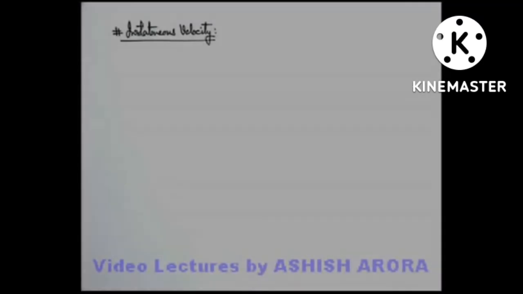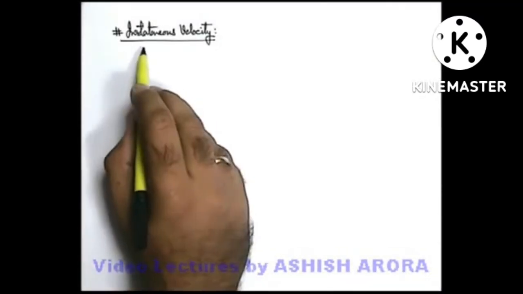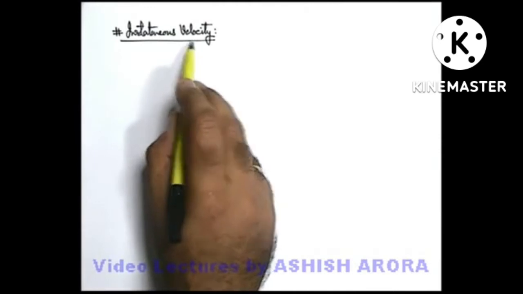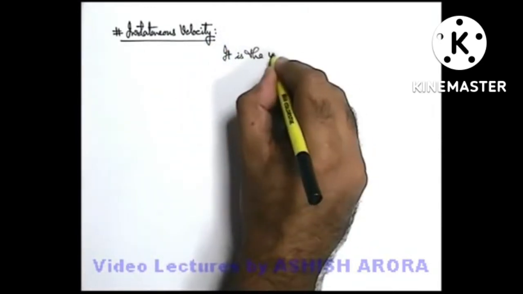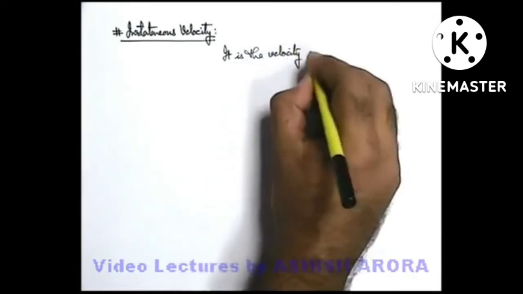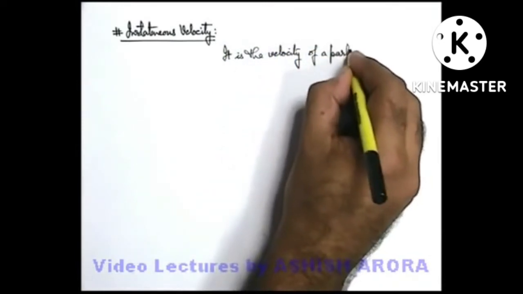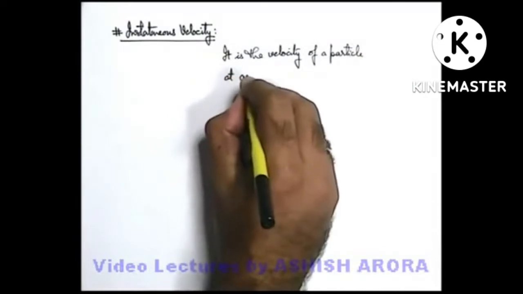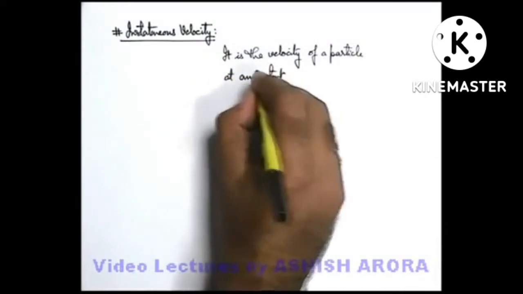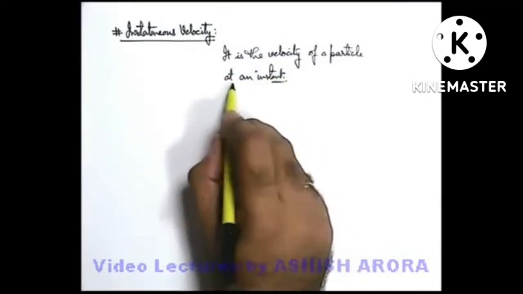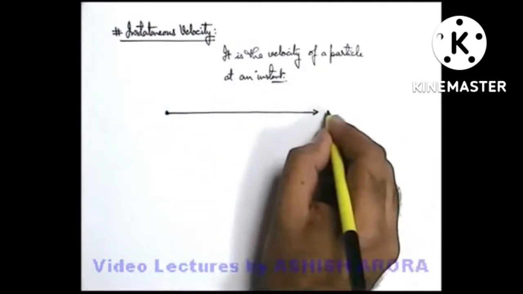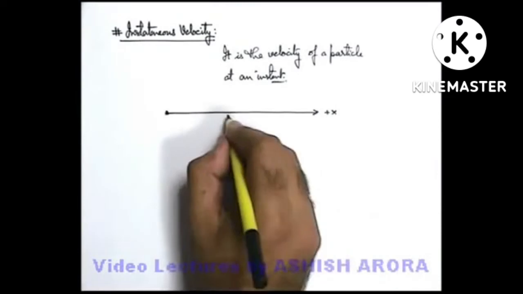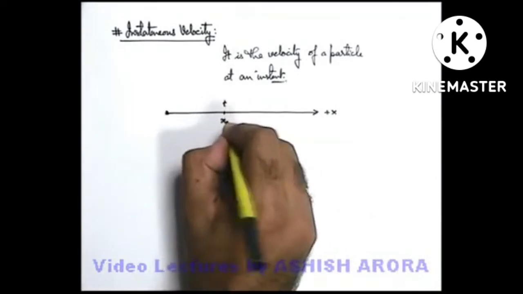Now we'll discuss the concept of instantaneous velocity. As the name implies, we simply state it is the velocity of a particle at an instant. Practically, it is very difficult to measure the velocity at an instant. Say if a particle is moving in the direction of positive x-axis, at a particular instant of time it is at a position x.